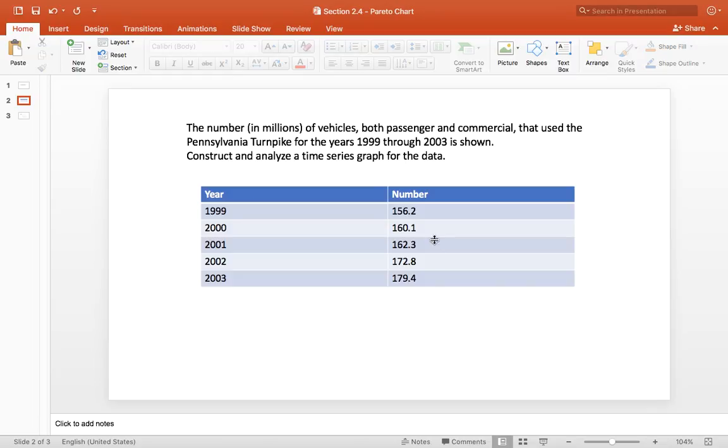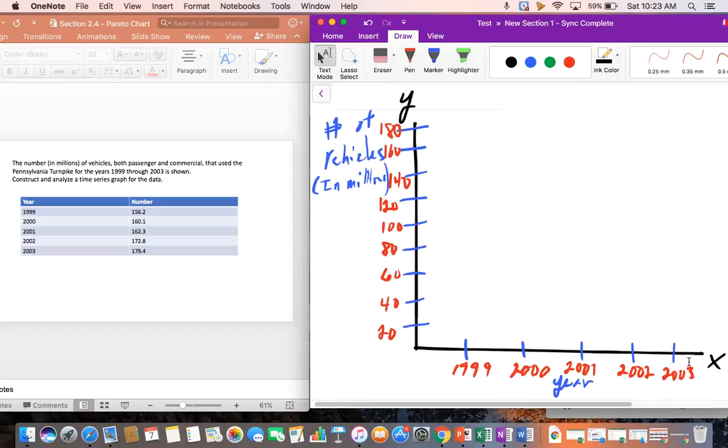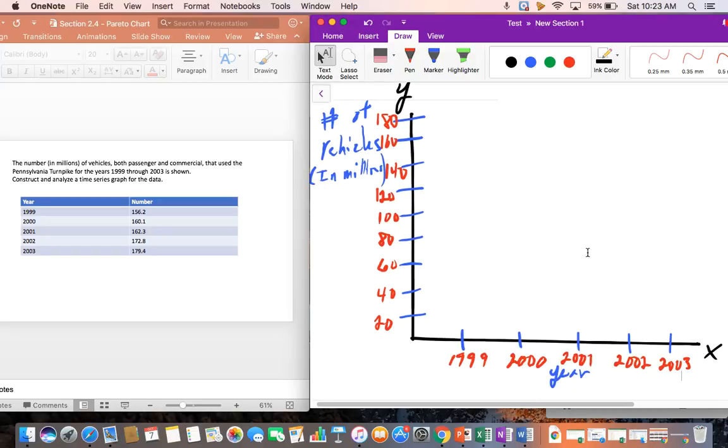Right? So what we need to do now is go ahead and draw a time series graph. And you're going to see a time series graph is similar to our frequency polygon or to our ogive. All right, so let's go ahead and draw this. When we go to make a time series graph, we need to create our X and Y axis, just like we do for all of our other graphs.